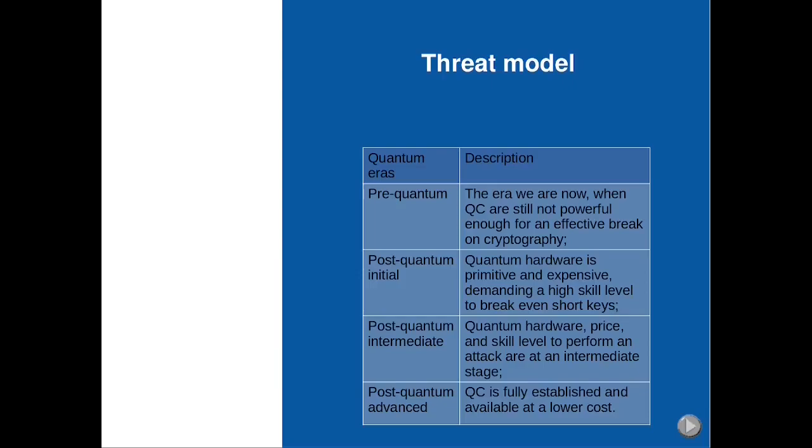Then I have the intermediate post-quantum era. That's just an era between the initial and the advanced era. And the advanced era is when the quantum computation is fully established and it's available at a lower cost.